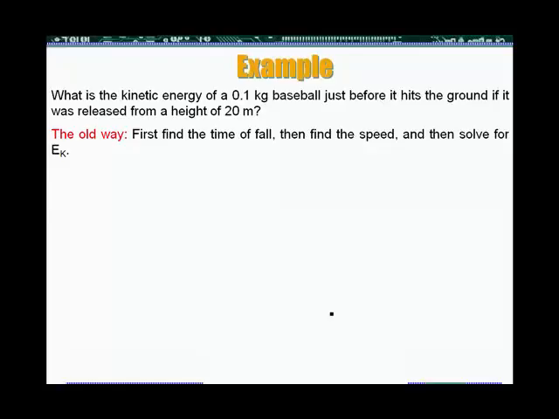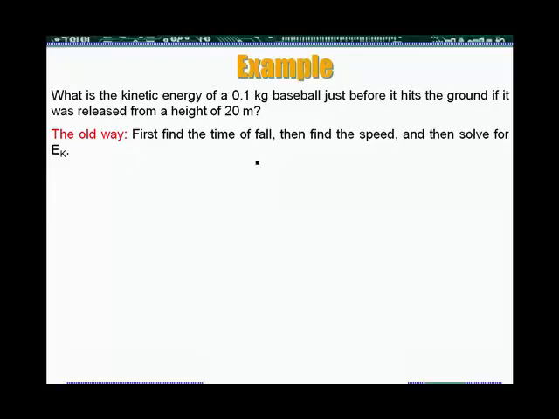Now, notice if we were going to work this problem the old way, we know the displacement, we know the acceleration, 10 meters per second squared down. So we know the initial velocity is 0. So we have to find the final velocity, and then solve for the kinetic energy after that. And that's not a difficult problem.